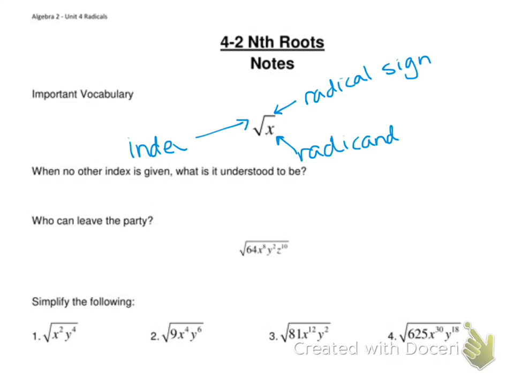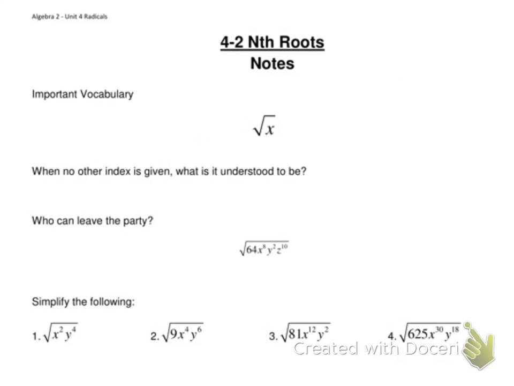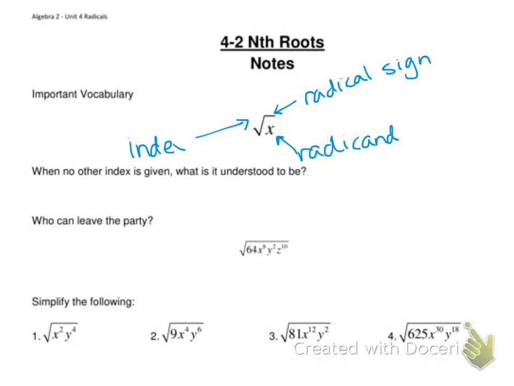Okay, so here we have a radical, and we're going to look at some vocabulary. First we have the radical sign, also known as the square root sign. You've probably called it some different things, but this is the actual symbol. Then we have what we call the radicand, and that is whatever is inside of the square root sign, or the radical sign. And then we have the index, and the index is the little number on the outside.